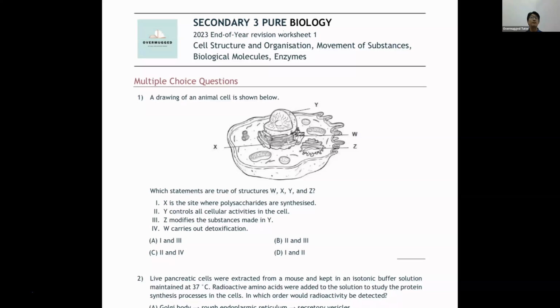X can refer to the entire rough ER, or you can refer to the ribosomes. Thank you, Lipson, right? So the ribosomes as well. Regardless whether it is the RER or the ribosomes, statement one will be incorrect. Do we agree? Statement one will be incorrect, regardless of whether X is the ribosome or the rough ER, strictly because of this word.